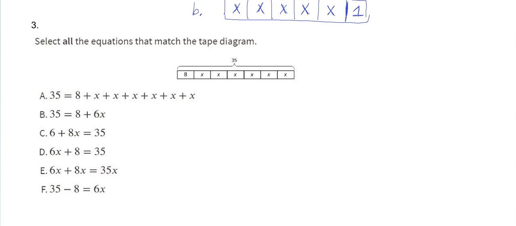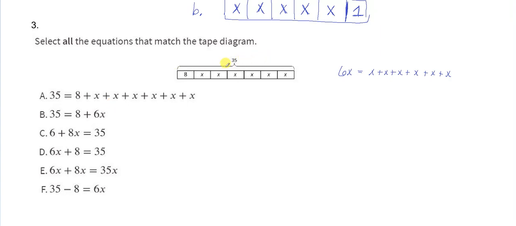Alright, lesson 3, number 3. And we have to pick all the ones that match this diagram. Okay? We've got 1, 2, 3, 4, 5, 6 x's. So I'm either looking for 6x or 6 individual x's written out in long expanded form. We talked about that. Okay? Those are the same thing. So if we see both of those over here, we know it's a possibility.